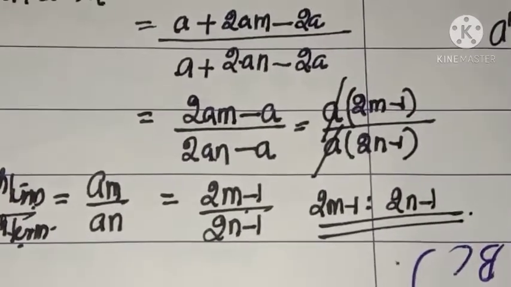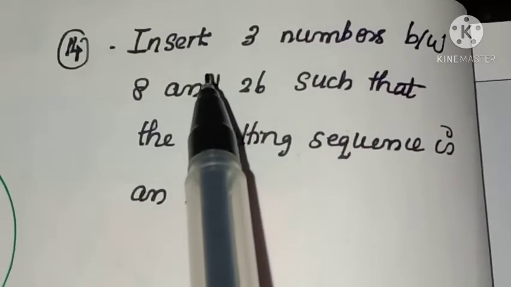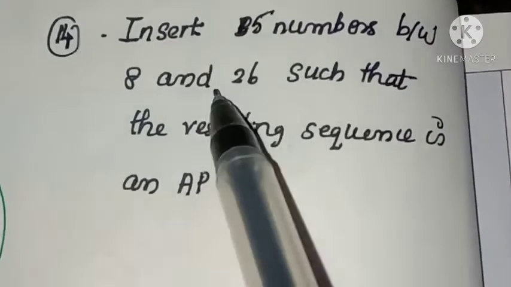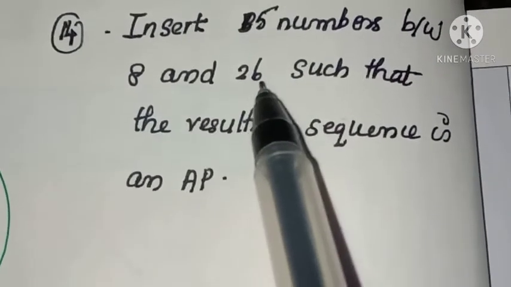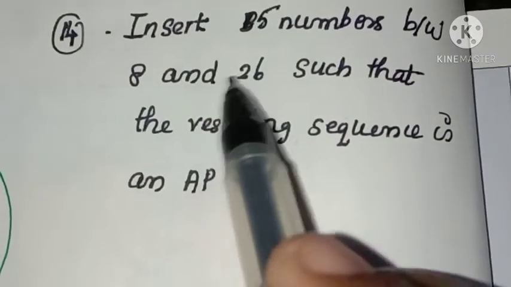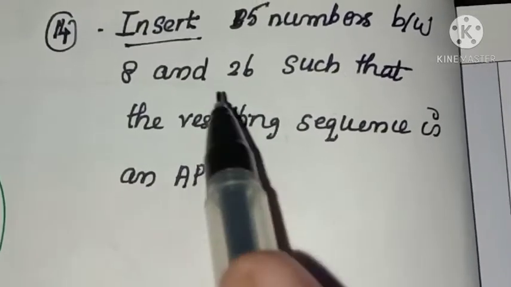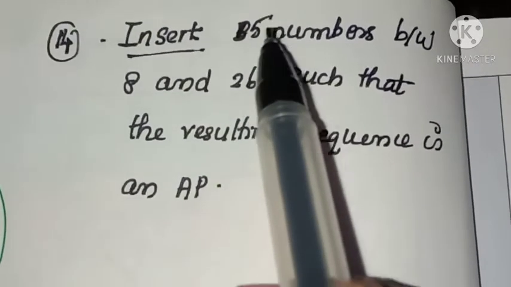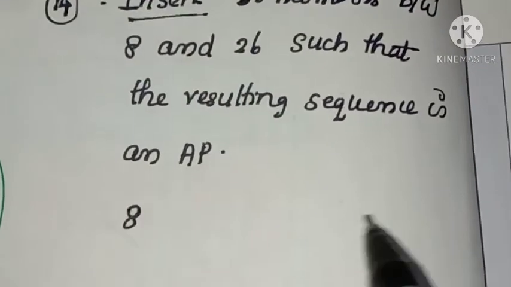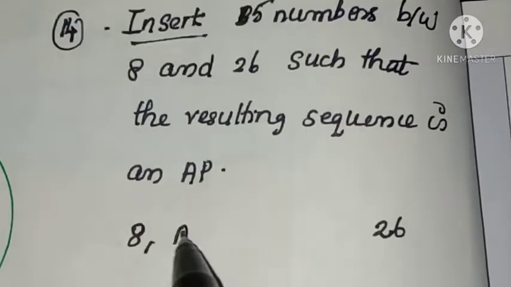Okay. Now see another question. It is question number 14. Insert 5 numbers between 8 and 26 such that the resulting sequence is an AP. So insert means write in between. So we have to write 5 numbers between 8 and 26, so in between 8 and 26 we need to write 5 numbers.